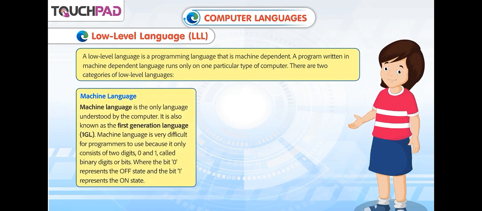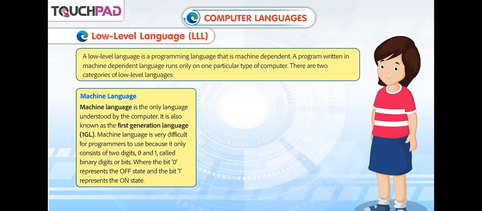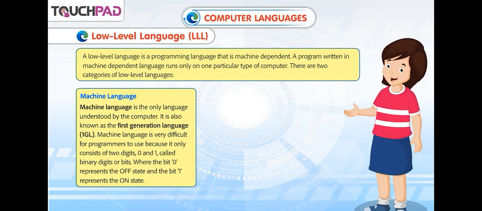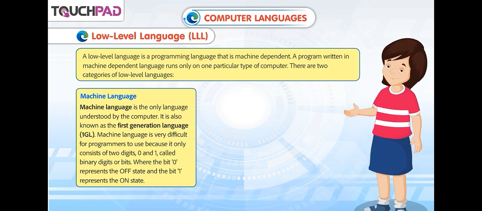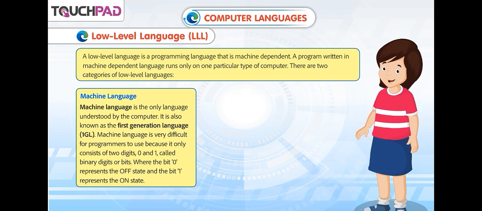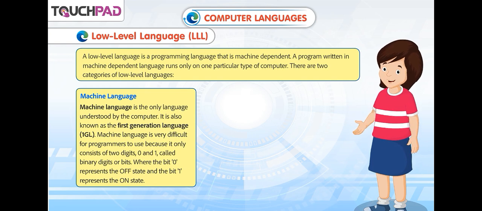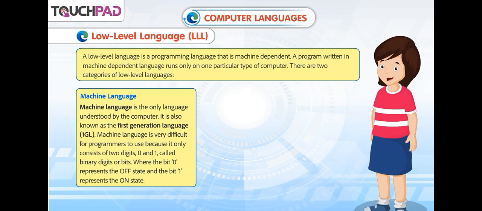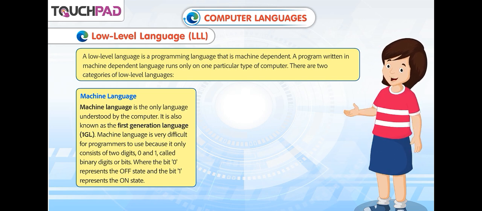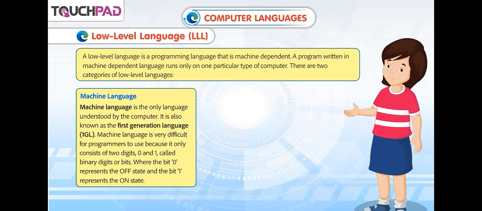Machine language. Machine language is the only language understood by the computer. It is also known as the first-generation language, 1GL. Machine language is very difficult for programmers to use because it only consists of two digits, 0 and 1, called binary digits or bits, where the bit 0 represents the off state and the bit 1 represents the on state.